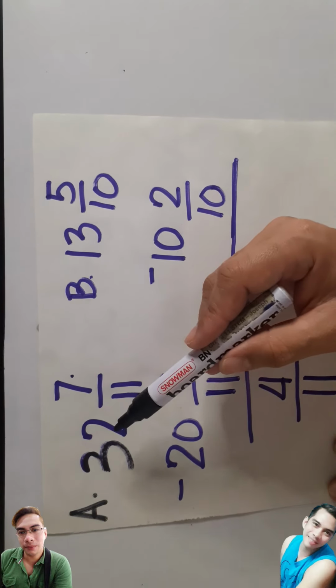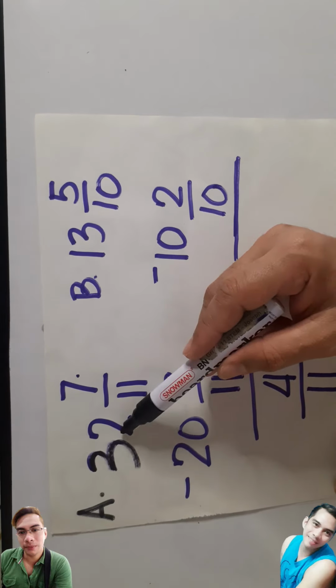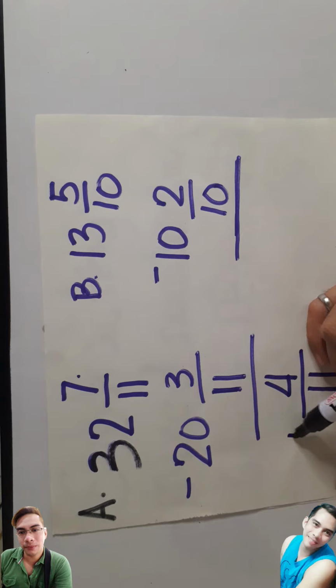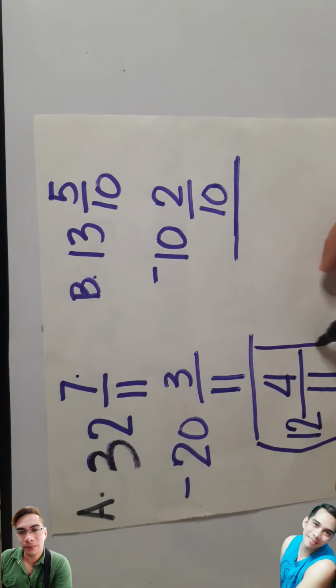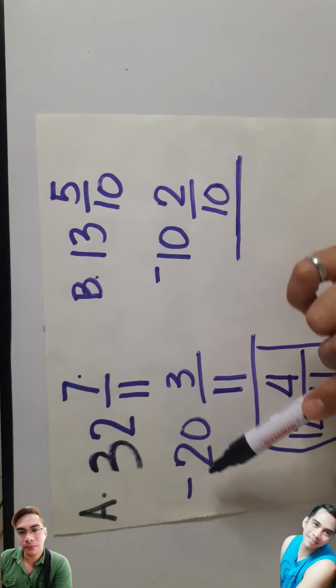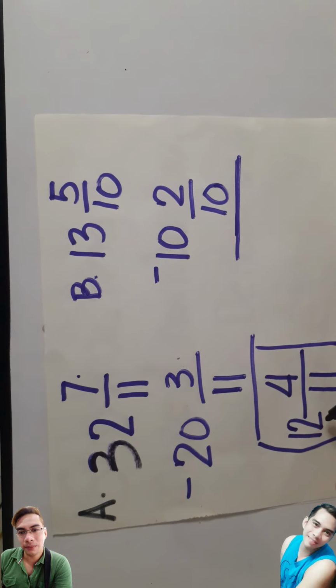Then, yung kanyang whole number, subtract po natin. 32 minus 20, the answer is 12. So, our final answer is 12 and 4/11. Again, 32 and 7/11 minus 20 and 3/11, answer 12 and 4/11.